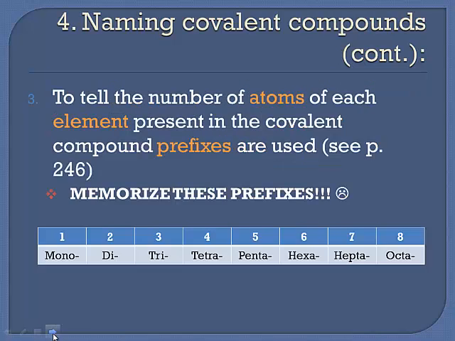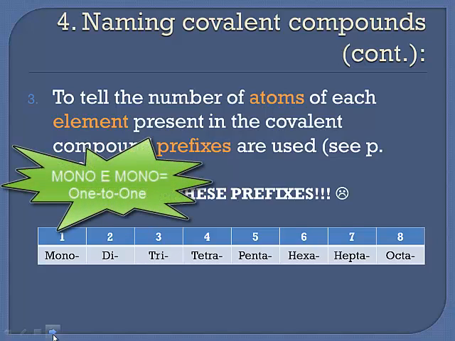The second thing we need to know is that because the atoms are sharing electrons, there are no charges to balance. Because of that, atoms can possibly share electrons in more than one way. To tell how the atoms are sharing, or in what ratio the atoms are sharing their electrons, we have to use prefixes to say how many of each element are there. Now you have to memorize this list, but here are a couple of quick tricks for you.